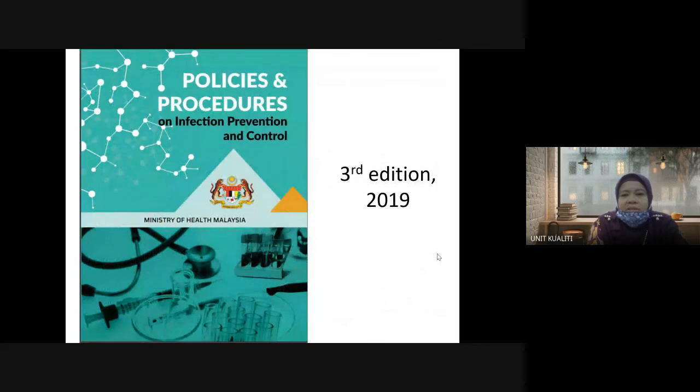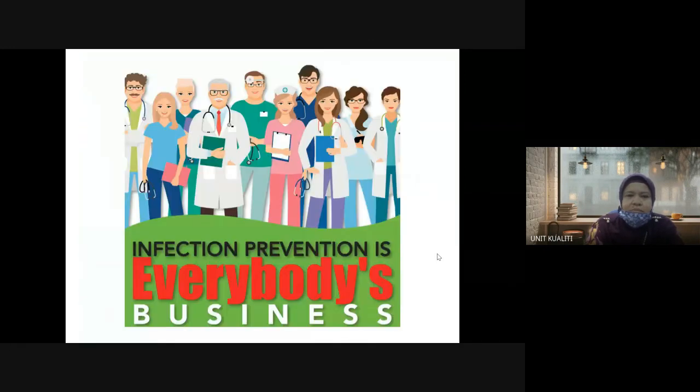This is the third edition of policies and procedures on infection prevention control. I am sure all departments have a copy and can refer to this for any policies and procedures on IPC. Thank you. Infection prevention control is everybody's business. It's not just the IPC nurse or doctor's business. Okay, thank you.